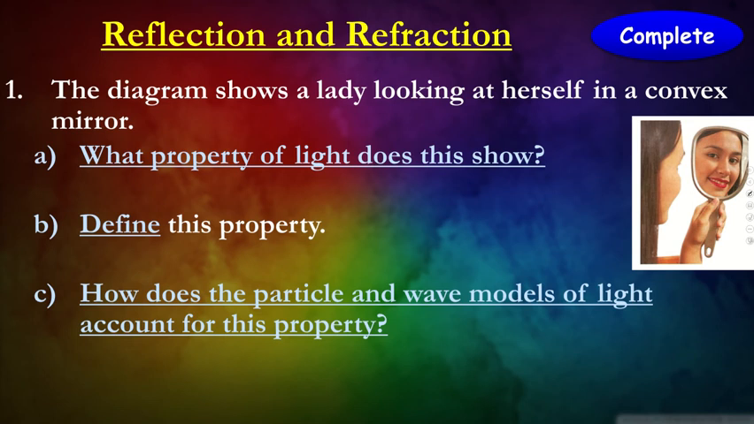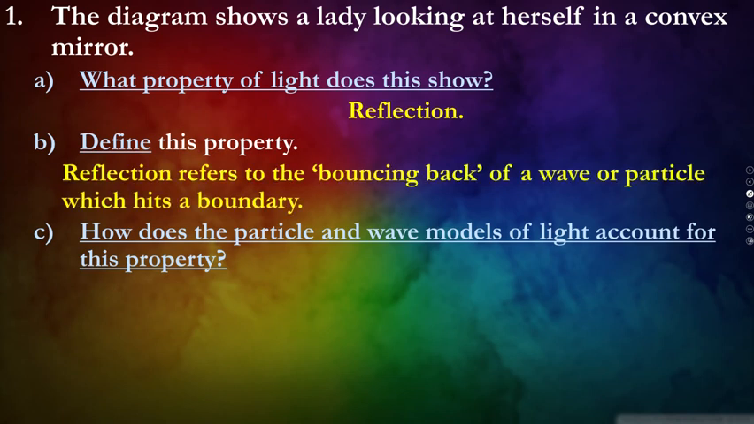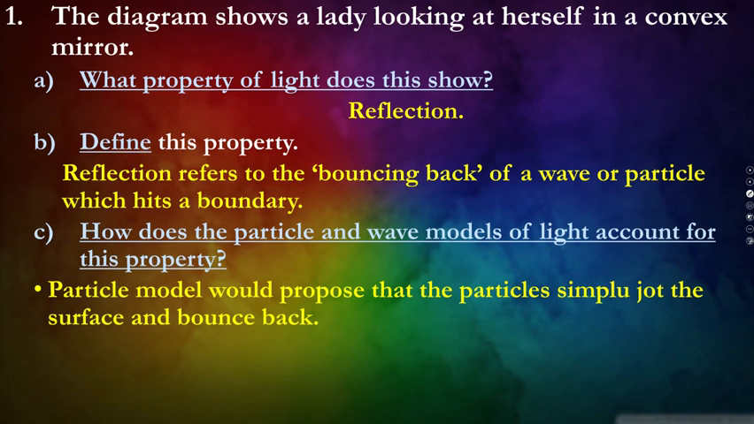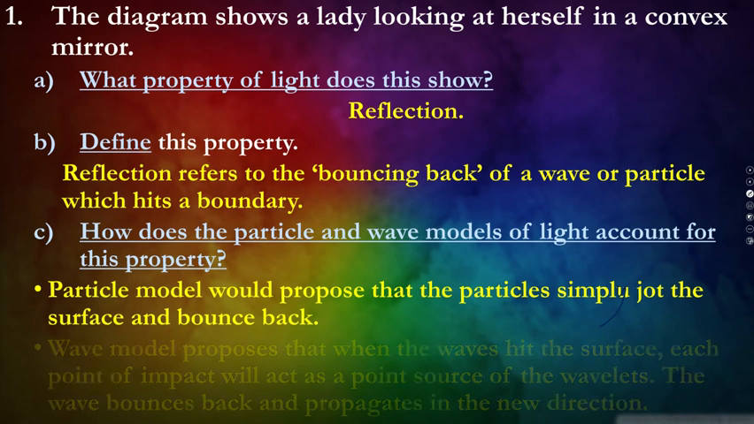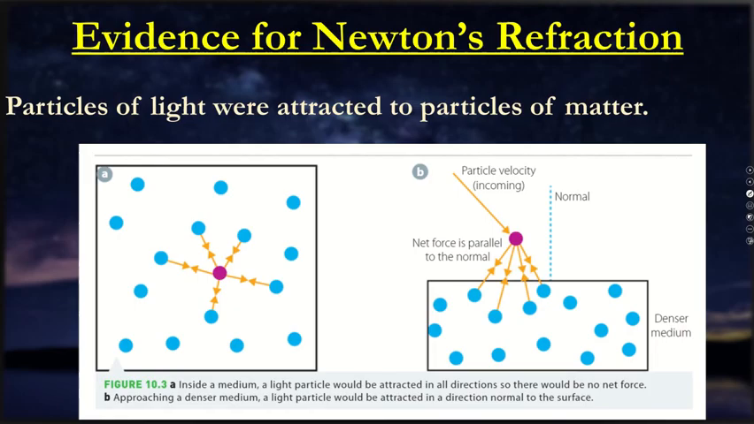Okay, we have a little diagram of the lady with the mirror. Let's just go through quickly. This property is showing reflection. Reflection is just the bouncing back of waves. The particle model proposed that it would simply jolt the surface and bounce back. And the wave model says once it hits the surface, the point of impact acts as a point source to create new wavelets, hence bouncing out and propagating in another direction. The next one we're looking at is refraction.